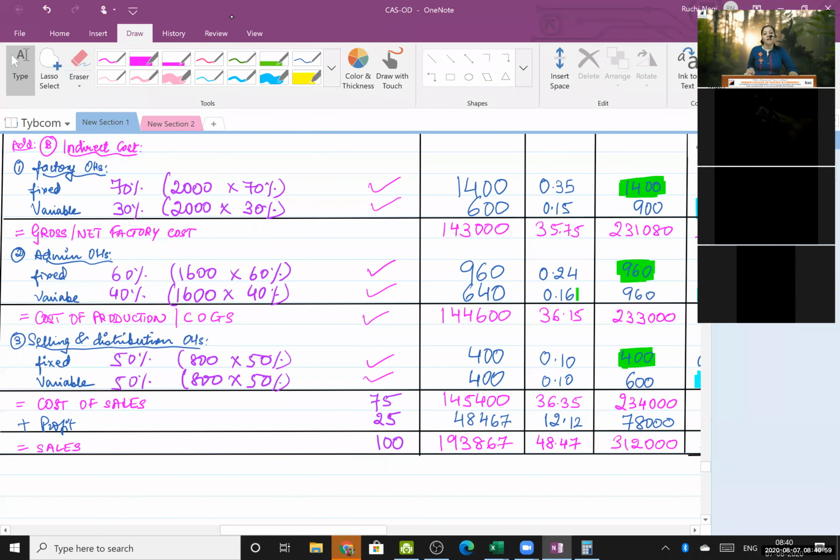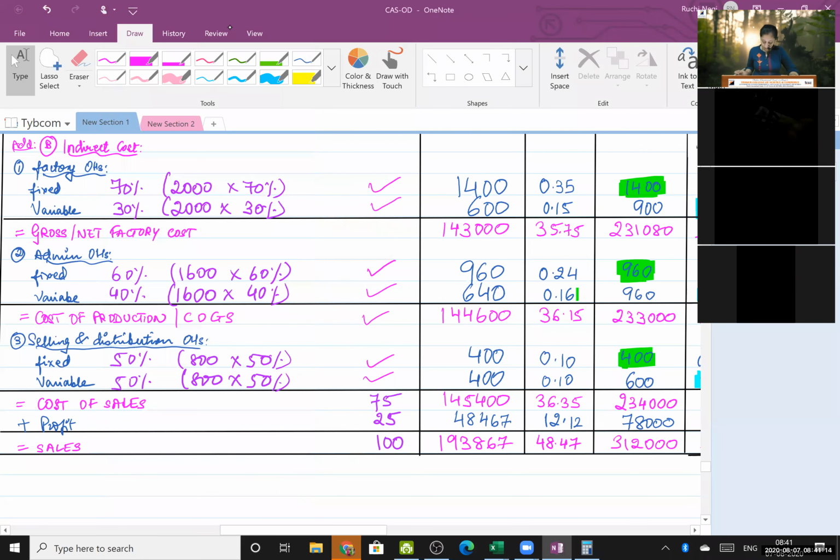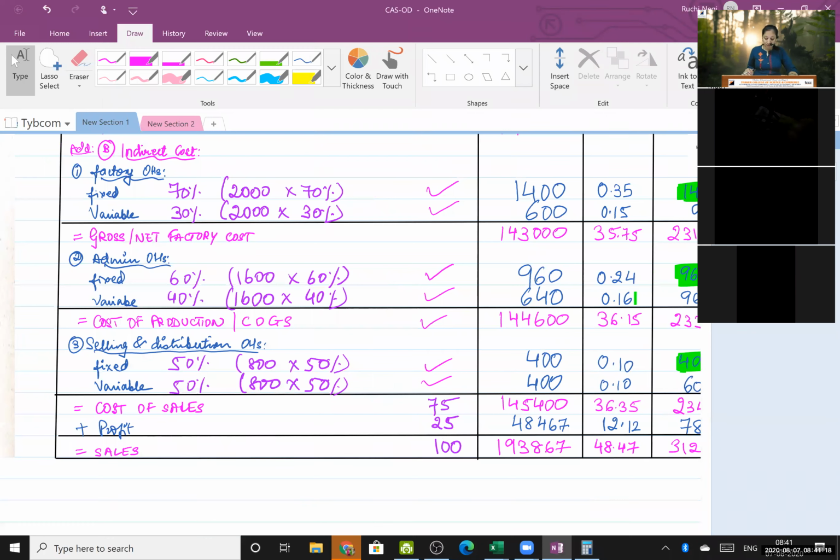And selling price minus cost price is what? Profit. So 1,93,867 minus my cost price 1,45,400, that is 48,467. Right? And then we all know how to calculate the CPU column.